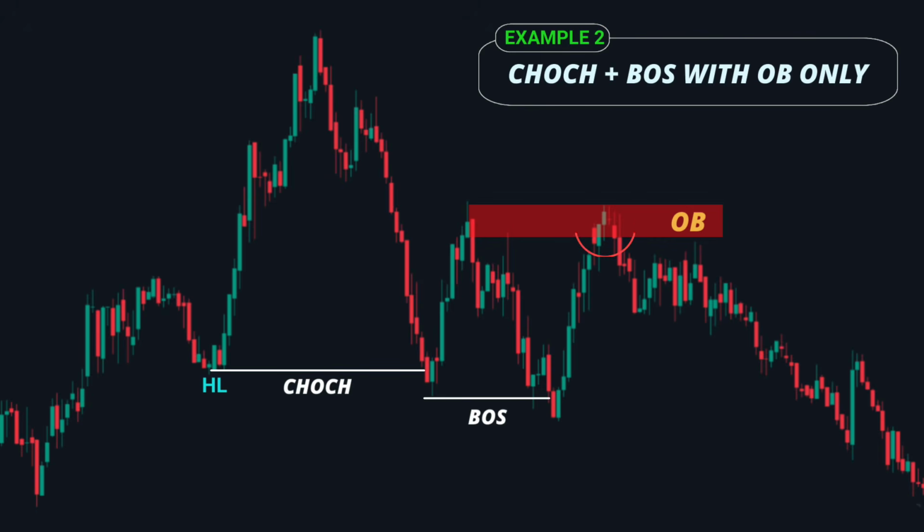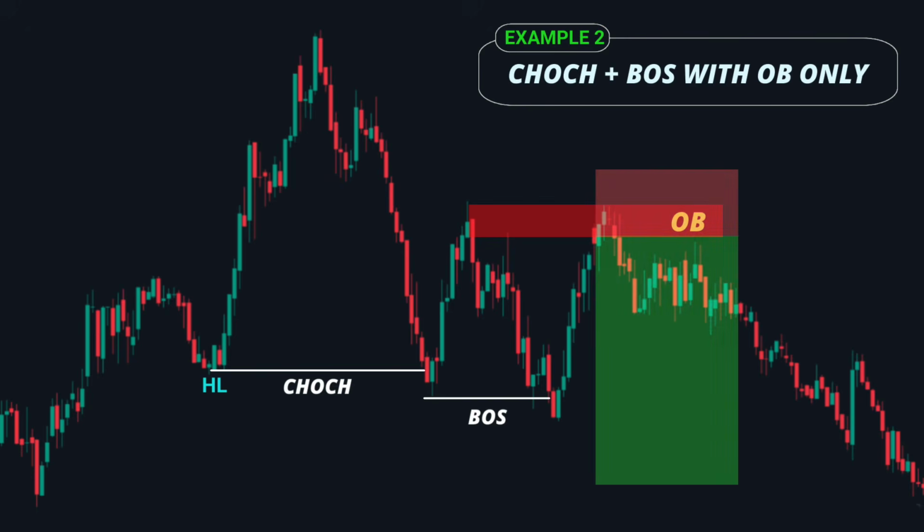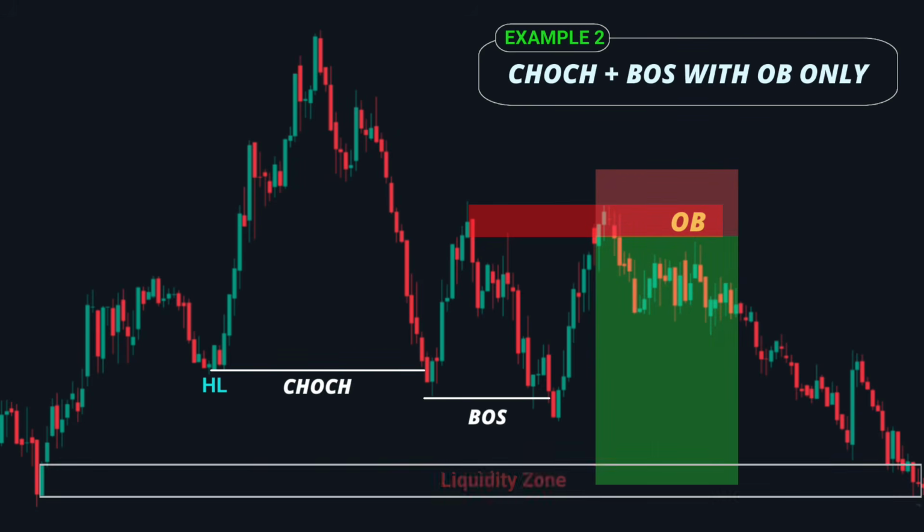Price will often retrace into that candle before continuing the downtrend. Entry is taken from the OB, stop loss is placed just above it, and take profit is targeted at the next liquidity pool, which is the prior low. This setup relies purely on OBs, showing how institutional footprints alone can guide precise entries in a bearish continuation.